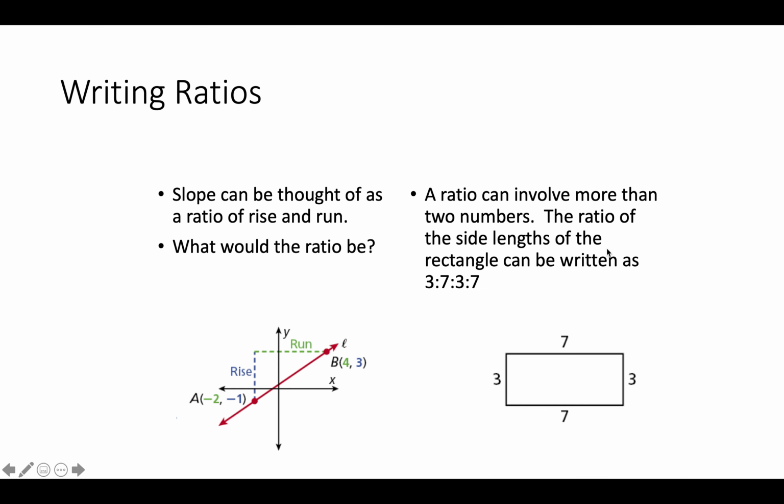A ratio can involve more than two numbers. The ratio of the side lengths of this rectangle is 3 to 7 to 3 to 7.